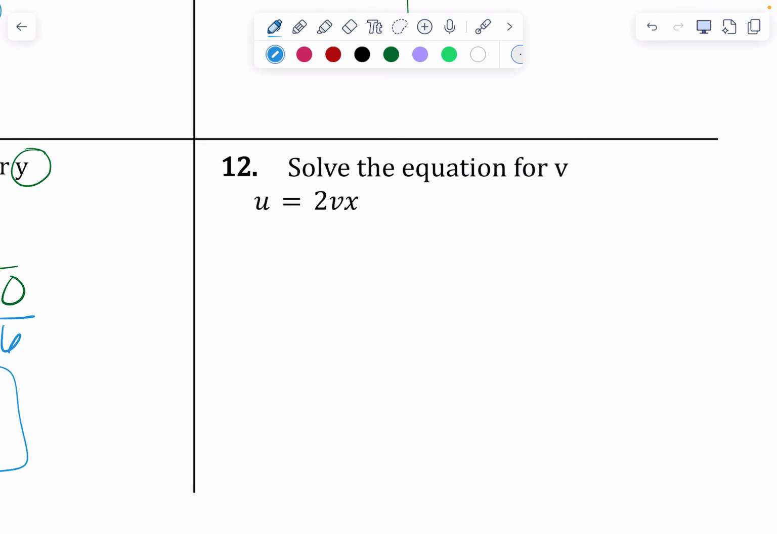And number 12, I need to solve for the variable v. So v is in the middle, and whenever you have a number next to a variable or a variable next to a variable, that indicates it's being multiplied. So I need to divide both sides by 2x, and I'm left with v is equal to u divided by 2x.